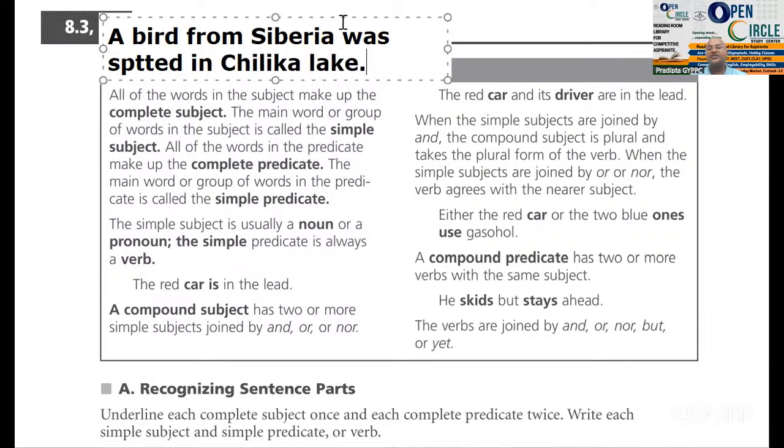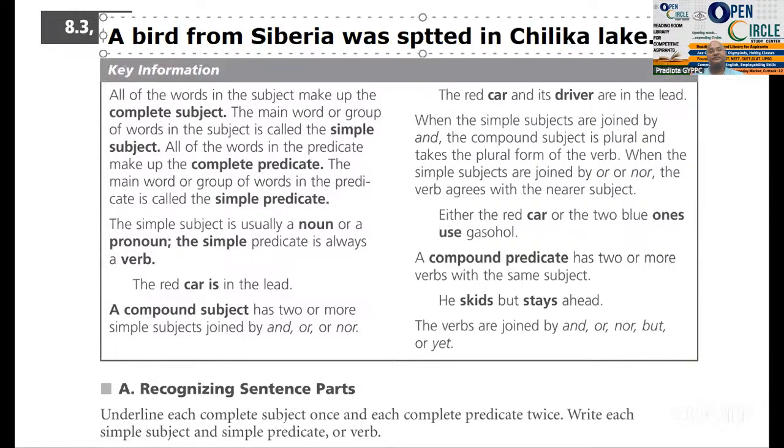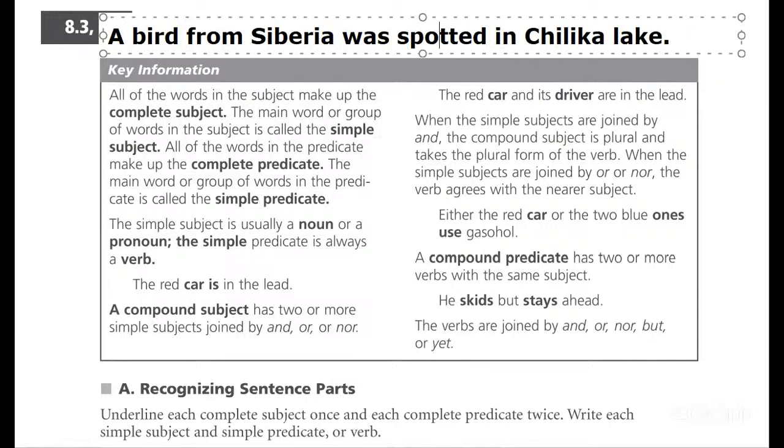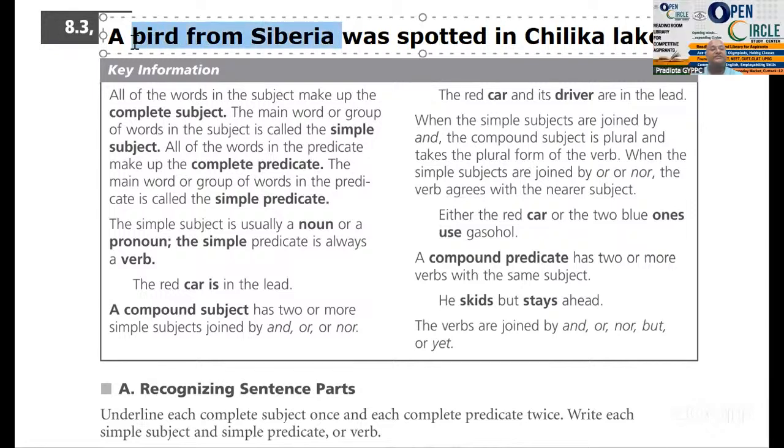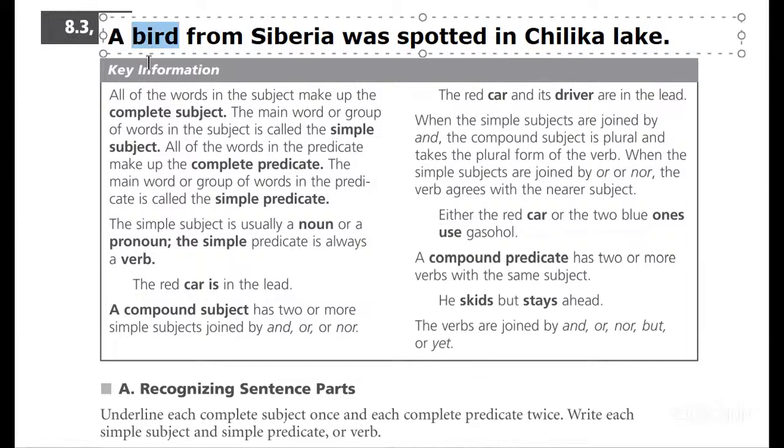So in this sentence, can you find out, Divyanka, what is the subject? Sir, a bird. Sorry? Sir, a bird. No. The complete subject is a bird from Siberia. ये पूरा का पूरा ये है complete subject. But out of that, the main word is bird. Yes, sir. That is called as the simple subject. So complete subject is a phrase. Simple subject is the main word. I repeat, complete subject is the phrase. Simple subject is the main word.